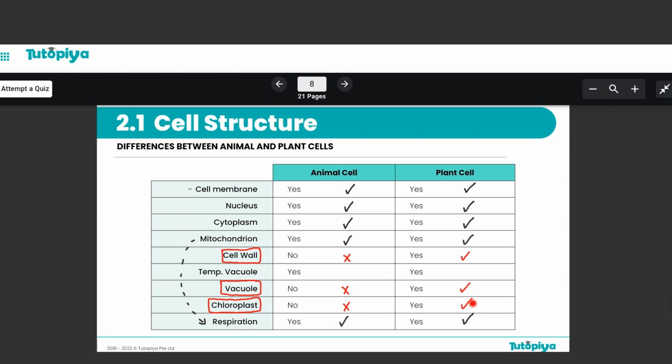And just one last thing I need to mention is that animals do not have a vacuole, right? We've understood that animal cells do not have a vacuole, but sometimes there might be some animal cells who have temporary vacuoles. So temporary vacuoles might be present in animal cells as well as the plant cells. So this is what you need to know about the animal cells and the plant cells. Now that we've gone through this, let's try a few questions from the question bank.